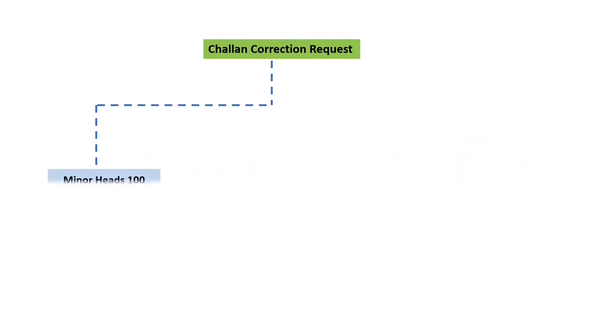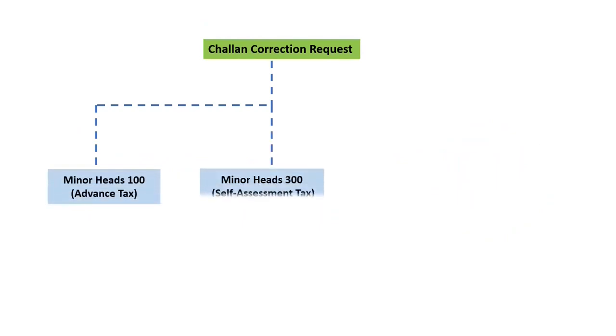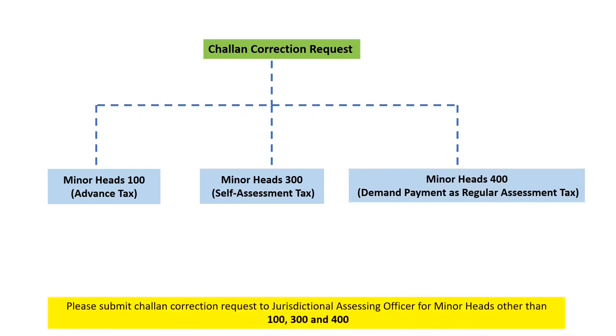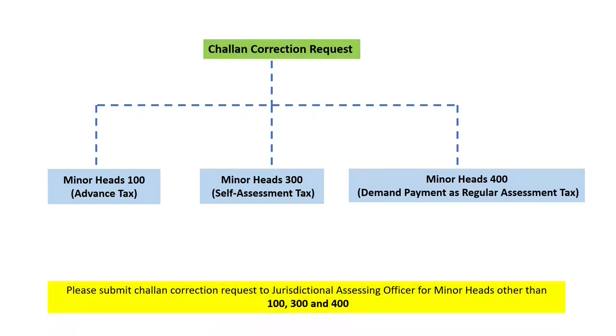Challan Correction request is only available for minor head 100, that is advance tax, minor head 300, which is the self-assessment tax, and minor head 400, which is regular assessment tax for demand payment, and their corresponding major heads through the e-filing portal. Please submit Challan Correction request to the jurisdictional assessing officer for minor heads other than 100, 300 and 400.